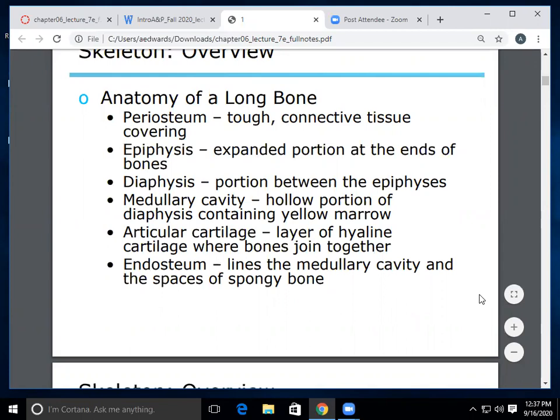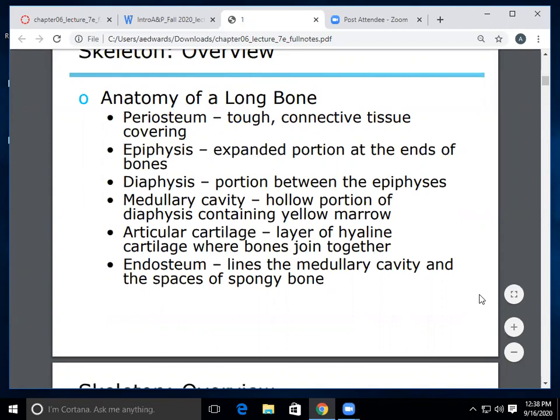Outer lining of the bone. On the inner surface, you have endosteum. Inner lining of the bone. And here you also have spongy bone. It's kind of weaved in there. So where the endosteum is, you also see spongy bone.